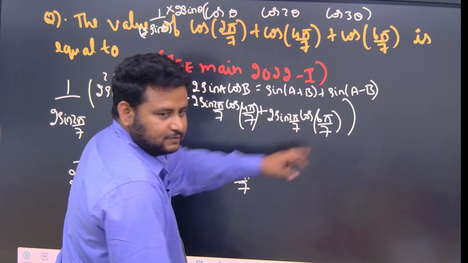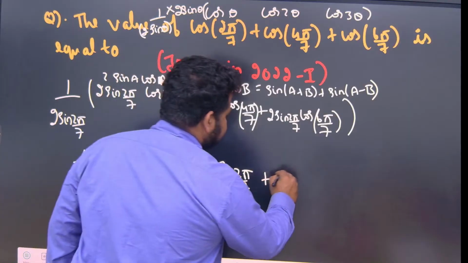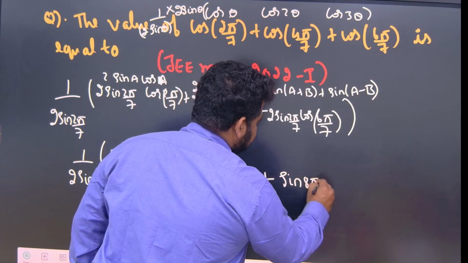So this is 2 sin A cos B. Sin of A plus B is what? Sin of 8 pi by 7. Agree? Sin of 8 pi by 7.